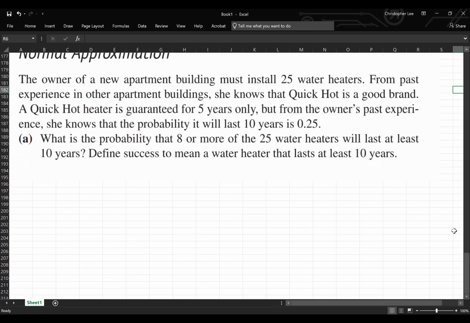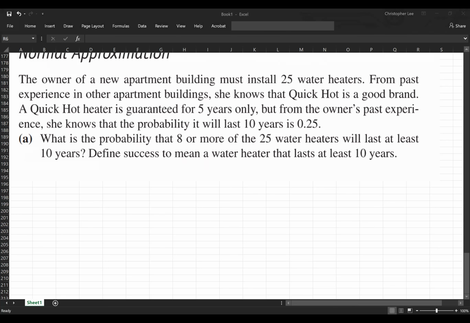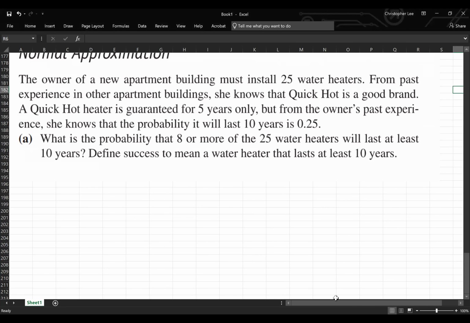That's one way of doing it. That's the issue that we have right here. So let's take a look.